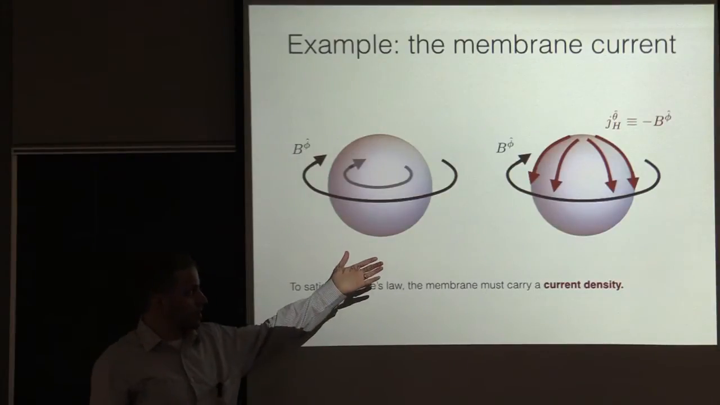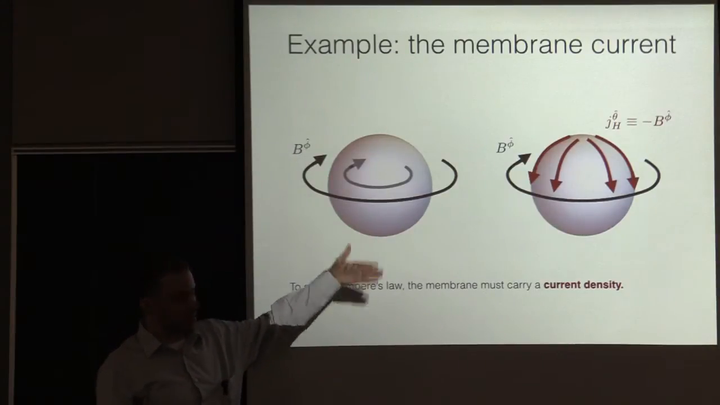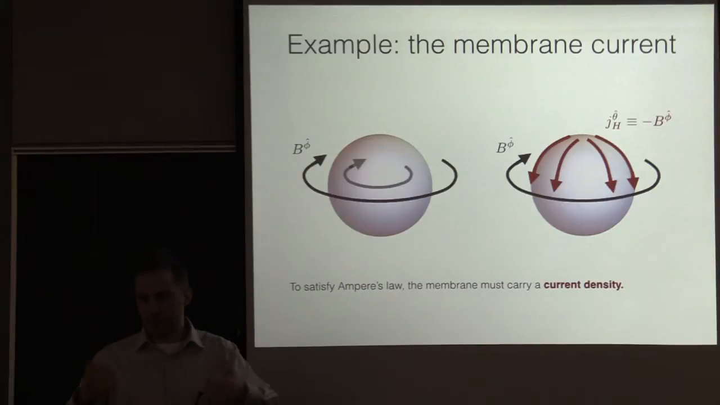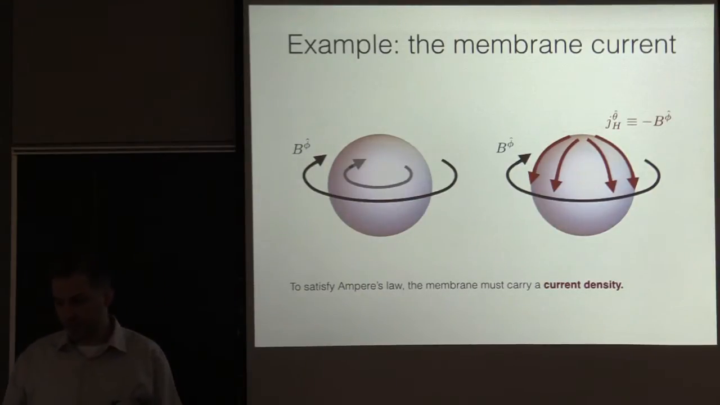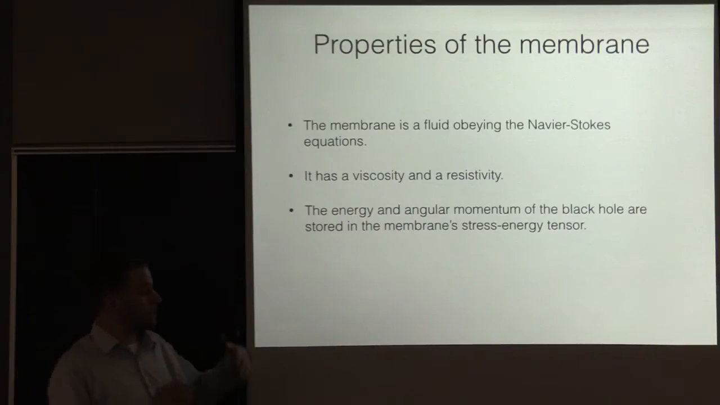So it's through a series of thought experiments like this that you can work out all the properties that this membrane must have. And through a similar series of thought experiments, you find all these amazing properties. And so this was worked out in a series of thought experiments in the 1980s. In addition to carrying this current to satisfy Ampere's law, you find that the membrane is a fluid and it obeys precisely the Navier-Stokes equations. It has to have a resistivity and a viscosity, and you can compute them.